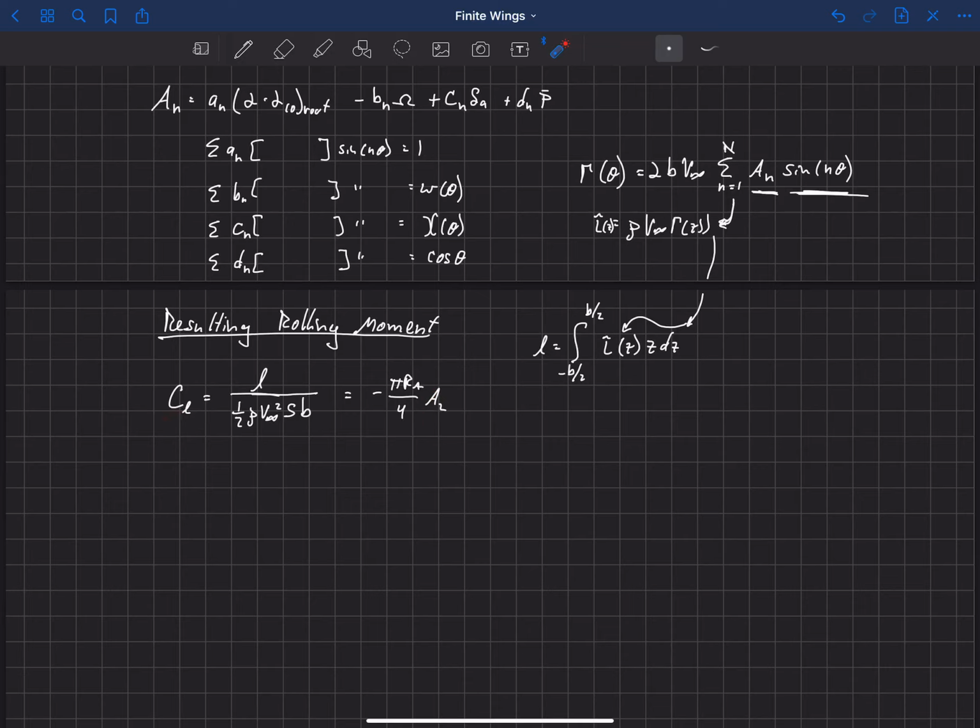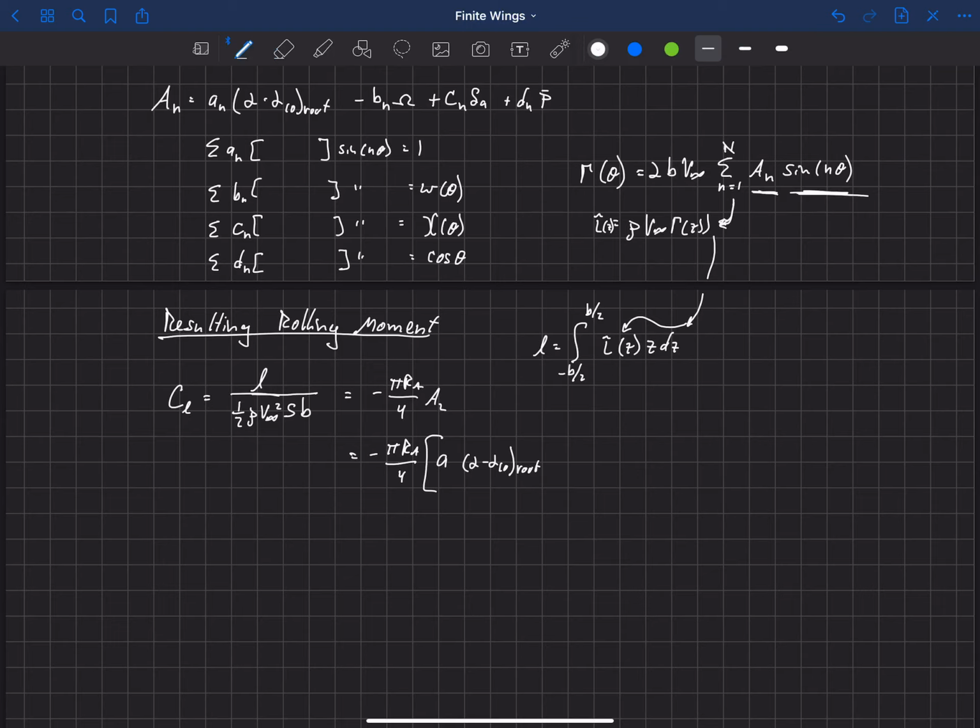Okay, so we know that capital A sub 2 from this equation up here is related to all of our little a's and b's and c's and d's. So let's just write that out here really quickly. So minus pi R_A over 4 times little a sub n times alpha minus alpha L0 at the root. And what I meant to write there is little a sub 2.